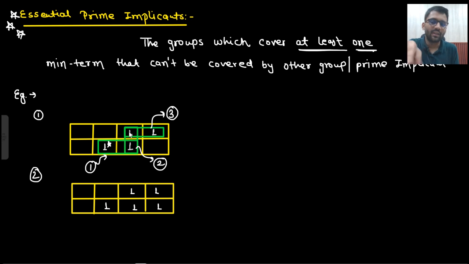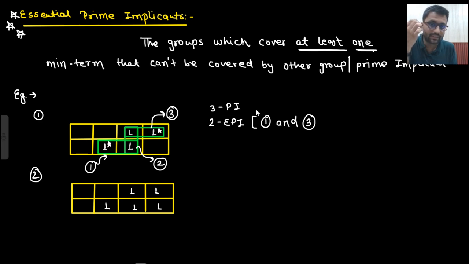Now in this group, I will go to this guy, and he will say, I don't have any other option, I have only one option, which is this one. He is having only one friend, which is this. So there are two essential prime implicants. Which are those? Group 1 and group 3. And there are 3 prime implicants. Which 3 prime implicants were there?